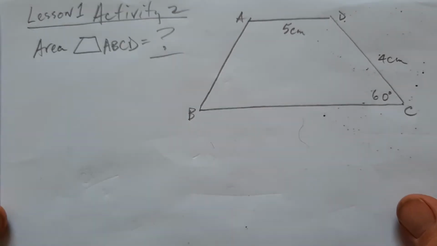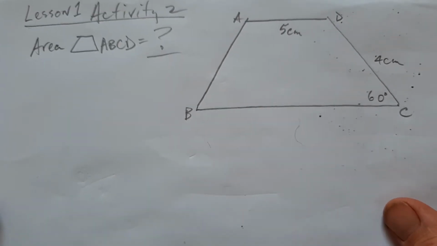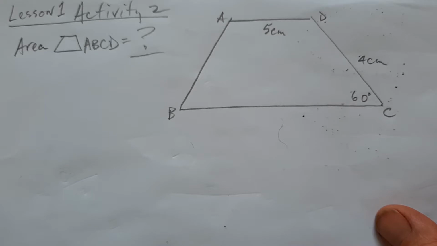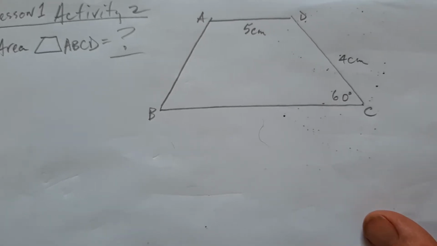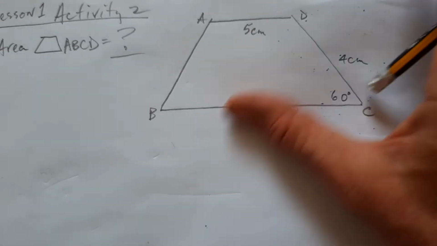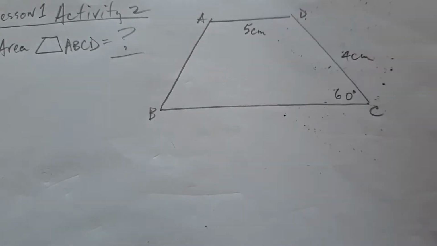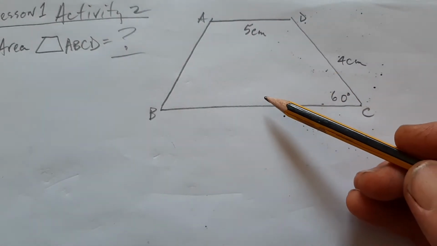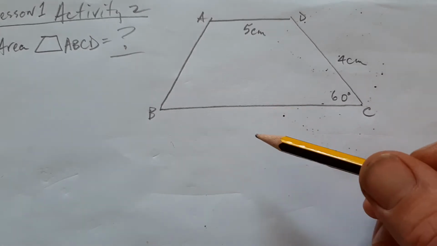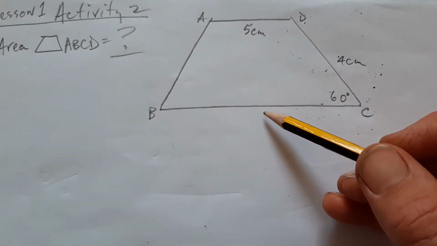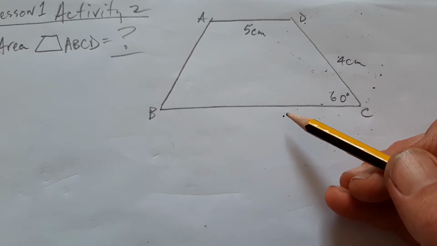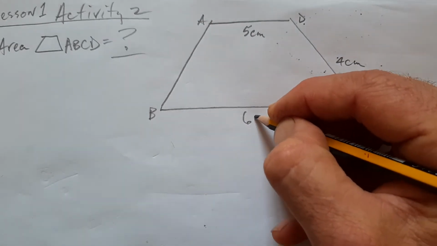Okay, lesson 1, activity 2, find the area of this trapezoid. Maybe I didn't write down something from, I don't have the phone here. I thought this was 6 centimeters down here. Yeah, we'd have to know that. I think this is 6 centimeters.